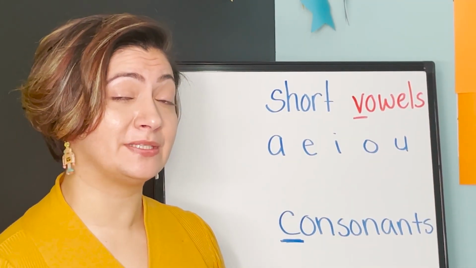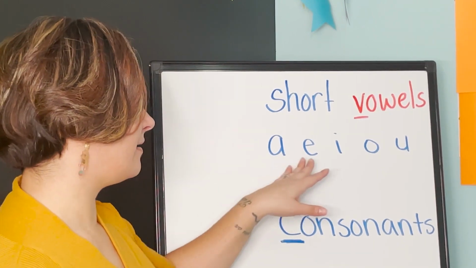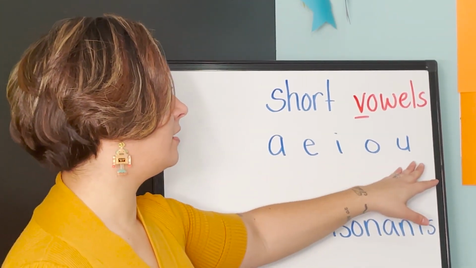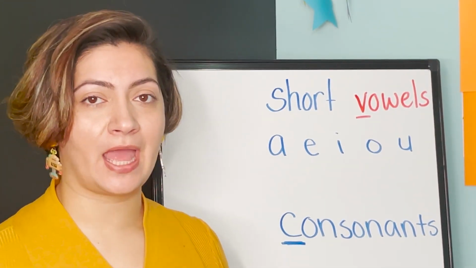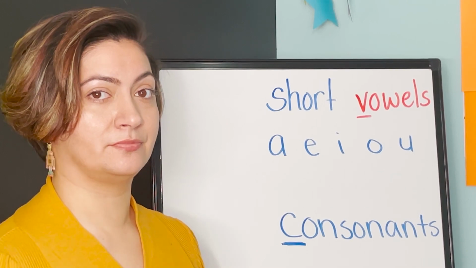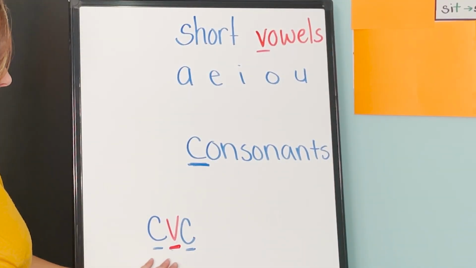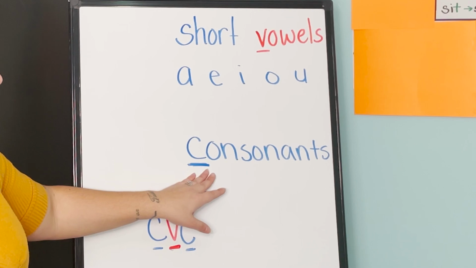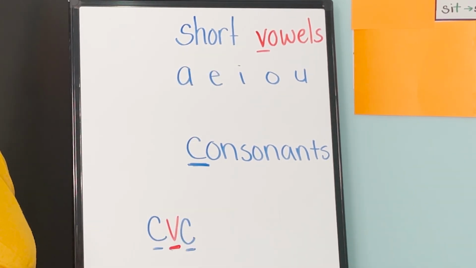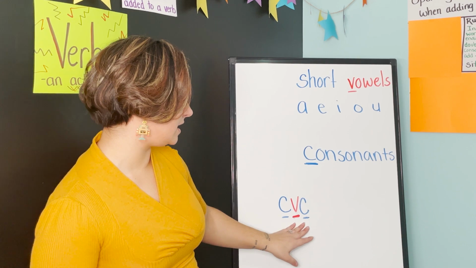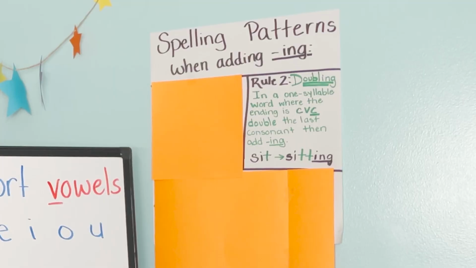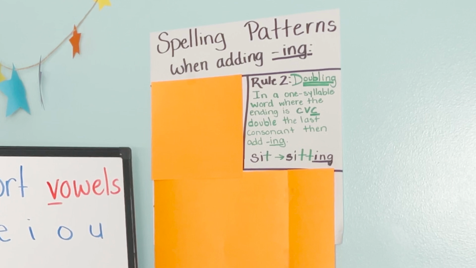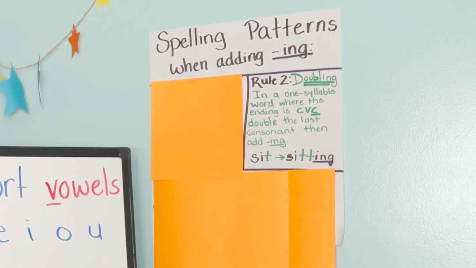And when they're short, that means they represent a short sound, which is A, E, I, O, U. Consonants are all the other letters in the alphabet that are not vowels. So when you see this pattern, CVC, they're talking about consonants, vowels, consonants. When you see that pattern, CVC, that's when we're going to use our doubling rule. Let's read our rule. It says, in a one-syllable word where the ending is CVC, we're going to double the last consonant. Then we can add ing.